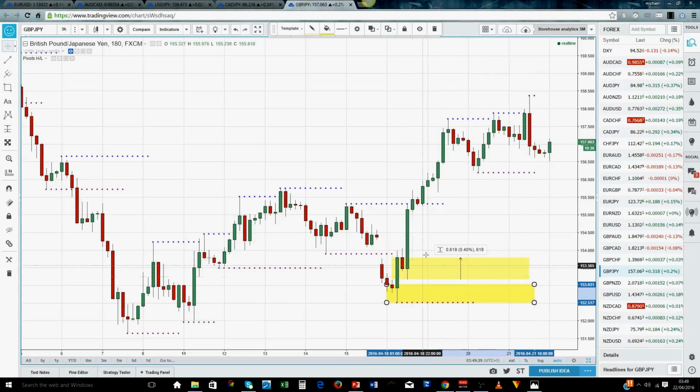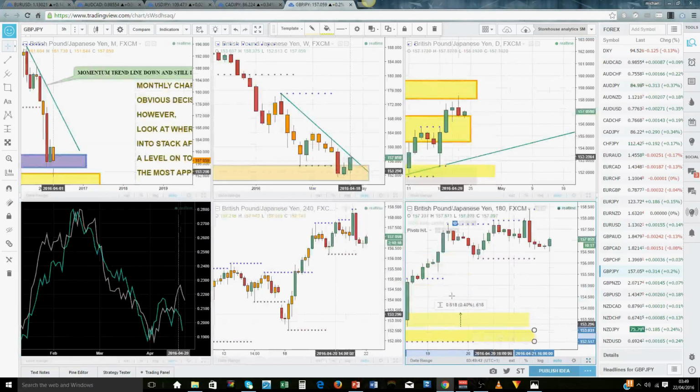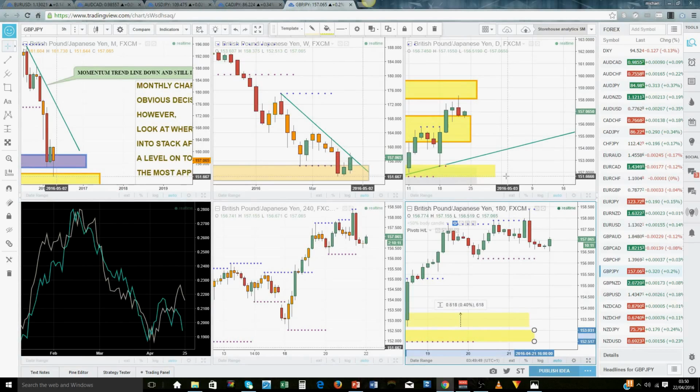So these two areas are where I'm looking. These are too high for me to consider in my decision matrix, but these two areas are definitely good. So it's not totally set up yet. We'll see how we go. The weekly is still down. Okay, so that's it really for now.